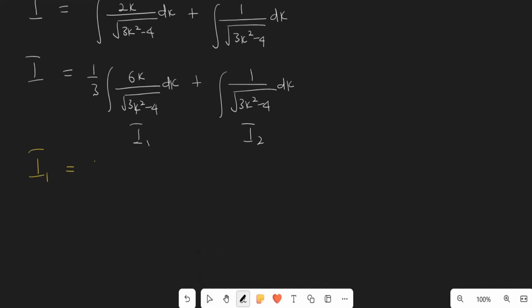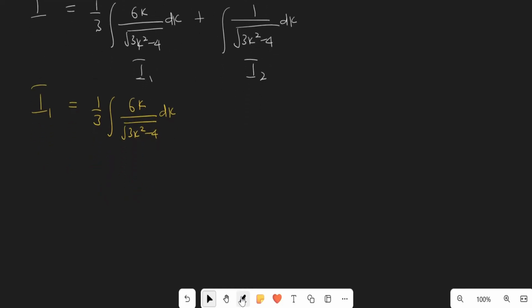I1 is going to be equal to 1/3 the integral of 6k divided by the square root of 3k squared minus 4 dk. Let's do another substitution here. I'm running out of variables. Let another variable v be equal to 3k squared minus 4. When we do that, dv is going to be 6k dk. So in place of 6k dk, I'm going to replace that with dv, and then I1 is going to be equal to 1/3 the integral of dv divided by the square root of v.